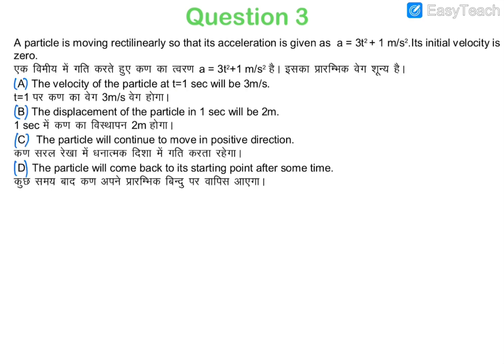In this question you can see that there is a particle that is moving rectilinearly on a straight line, so that its acceleration is 3t square plus 1. So a is equal to 3t square plus 1, and its initial velocity is 0. So we have to choose the correct option. So let us first of all write it as dv by dt. So this is dv by dt, and it is equal to 3t square plus 1.